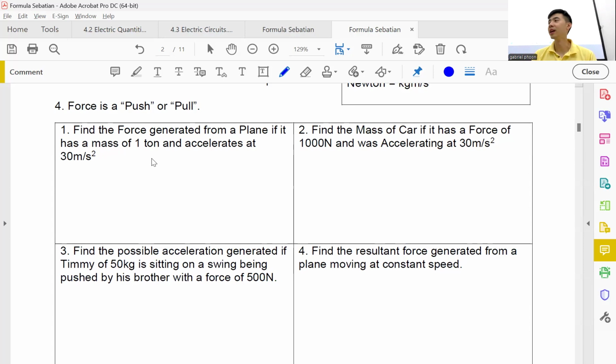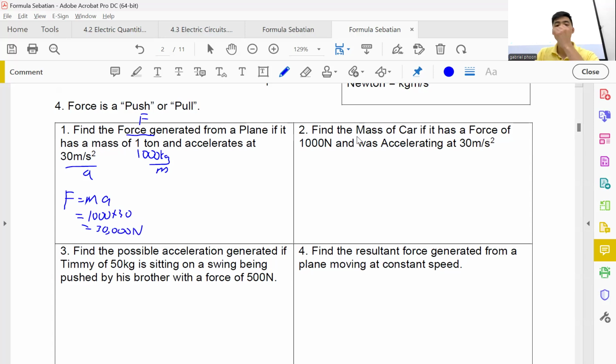Anyways, same thing, guys. It's the same application over and over again. Now, first and foremost, you understand that 1 ton is equal to 1000 kg. You're asked to find the force given the mass and also the acceleration. Very straightforward. F equals ma. Then it's going to be 1000 multiplied by 30, which will give you 30,000 newtons.